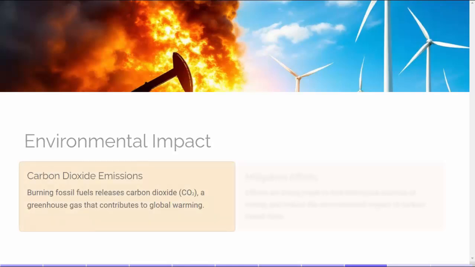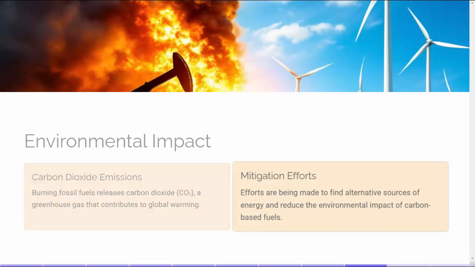9. Environmental impact. Burning fossil fuels releases carbon dioxide, CO2, a greenhouse gas that contributes to global warming. Efforts are being made to find alternative sources of energy and reduce the environmental impact of carbon-based fuels.